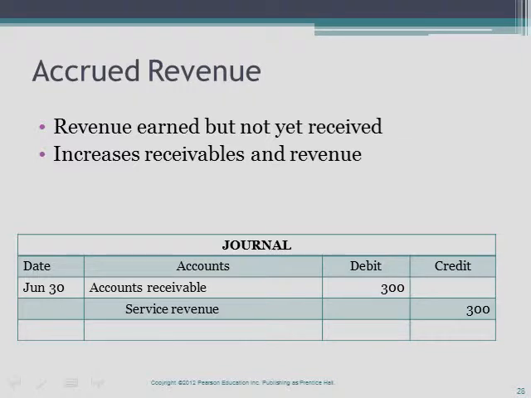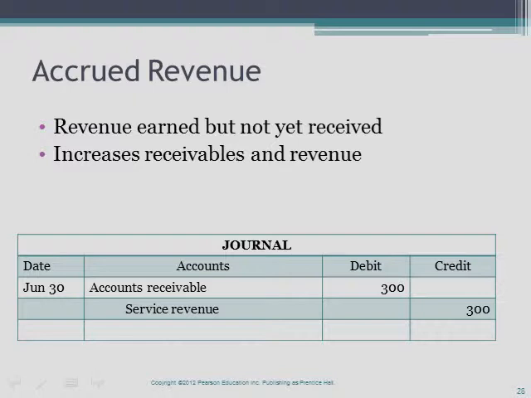Businesses often earn revenue before they receive the cash. Revenue that has been earned but not collected is called an accrued revenue. All accrued revenues are accounted for similarly. Debit a receivable and credit a revenue. Let's say a company is hired on June 15th to clean equipment for $600 per month, receiving the first payment on July 15th. As of June 30th, half of the fee will be earned. The entry to record the revenue that has been earned is shown above.